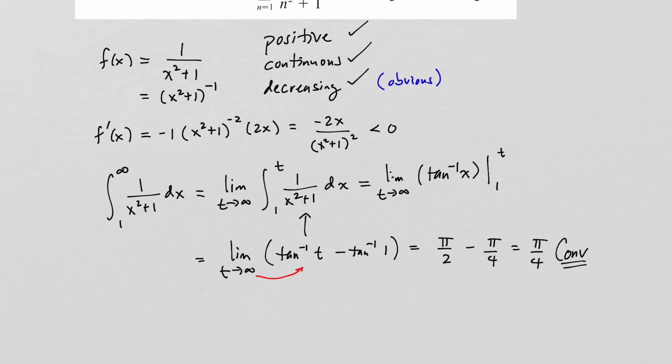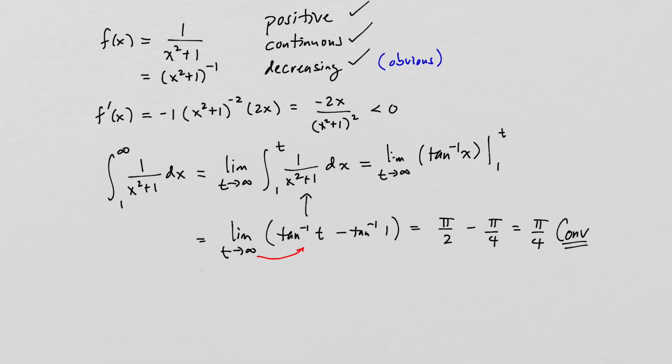And now the integral test tells us if the integral converges, we know that the corresponding sum also converges. Now, just to be clear, the value of the sum is not equal to the value of the integral. But since the integral converges, we know the sum at least exists.